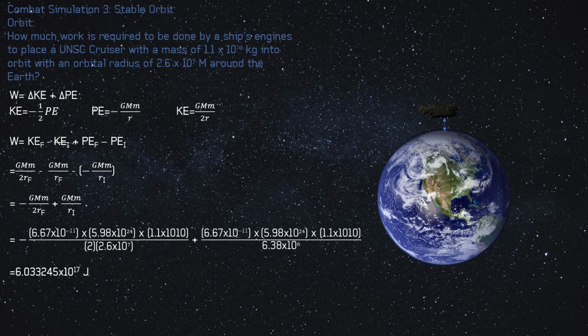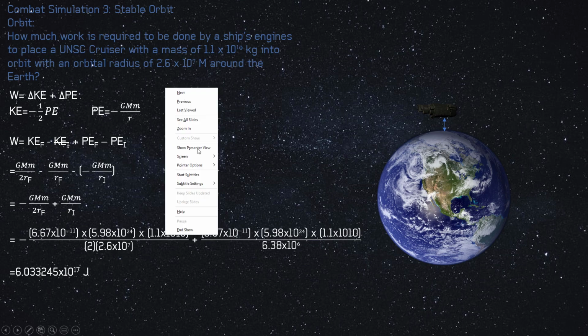But regardless, we have GMm, so we're going to plug that into both of them because the top should be exactly the same. So now we have R final and R initial. So radius final, we know it has an orbital radius of 2.6 times 10 to the 7 meters, which means the center to center has already been calculated. We don't need to worry about adding anything to that. So it's going to be that. And we have to remember that there is a 2 here, so it's just going to be 2 times the orbital radius.